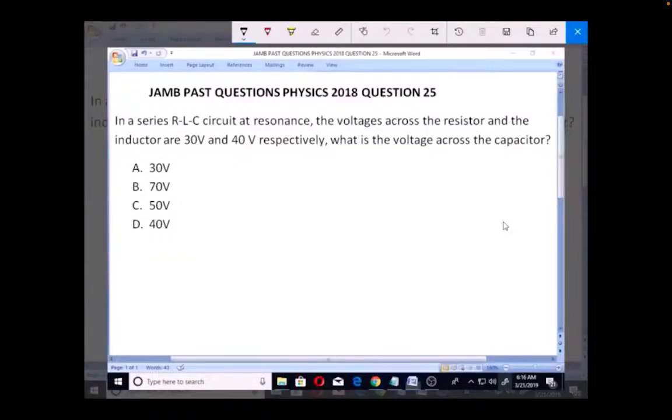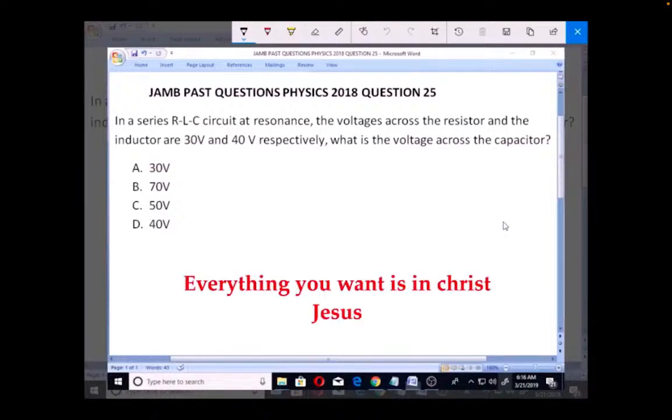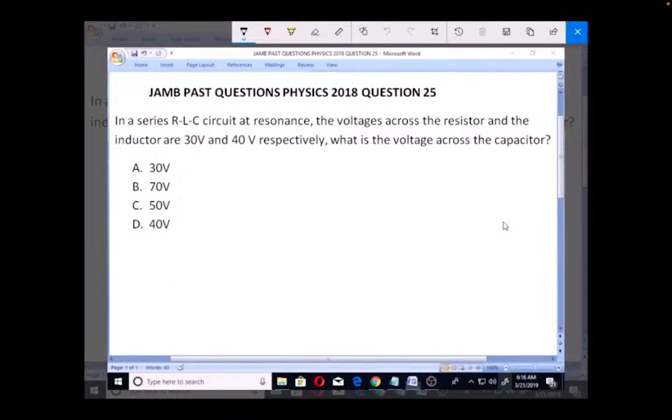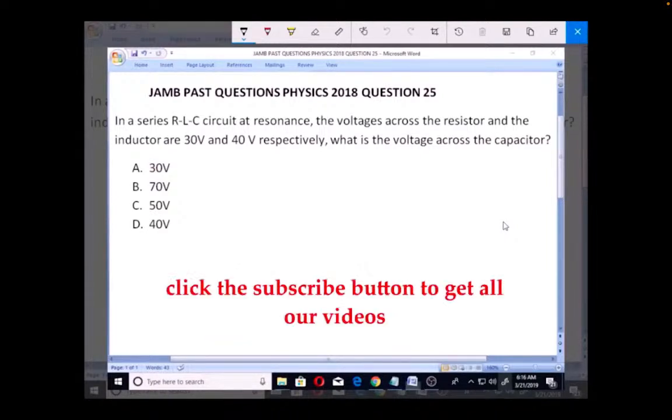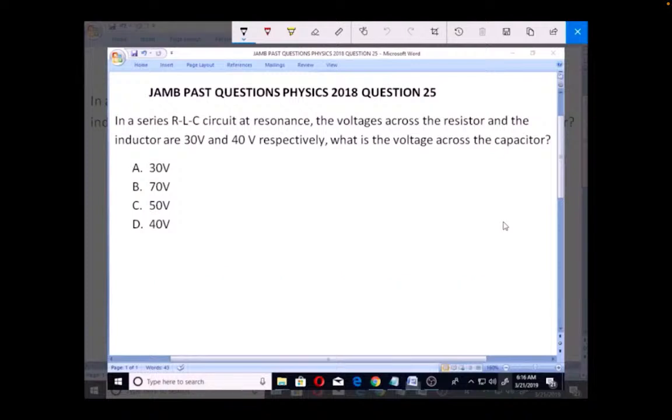Let's look at this JAMB past question, physics 2018. Question number 25. In a series RLC circuit at resonance, the voltages across the resistor and the inductor are 30 volts and 40 volts respectively. What is the voltage across the capacitor? Option A, 30 volts, B, 70 volts, C, 50 volts, D, 40 volts.